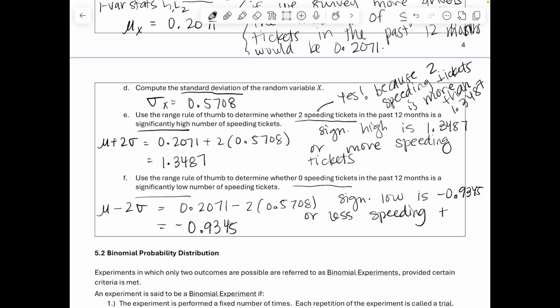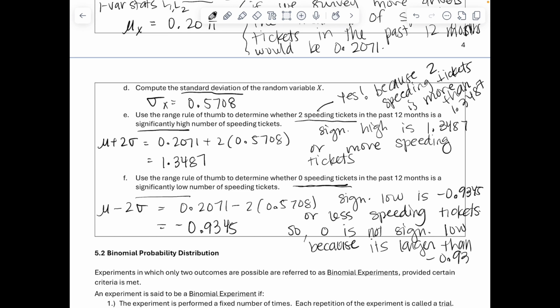It's a weird idea that we have a negative number here, but just think of it as numbers and not a realistic idea. What we're asking about is 0, and 0 is not smaller than a negative number, it's actually larger than. So 0 is not significantly low because it's larger than that cutoff, which is negative 0.9315.